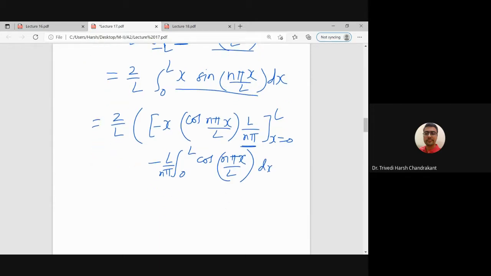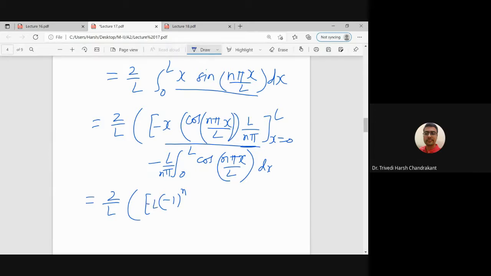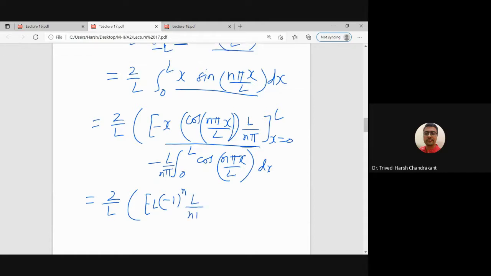So again we need to integrate this. So we will get, if you substitute the limit here, if x is 0, this term will be 0. If x is L, then what we shall get is this angle for x equals to L, it will be cos n pi. So we know that cos n pi is minus 1 power n, right? Just now we used that, times minus L, because we are substituting x equals to L, times L divided by n pi.